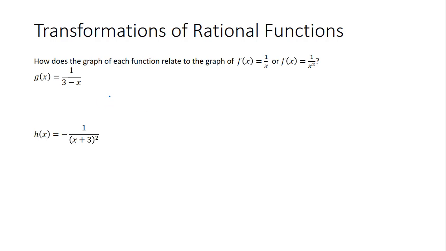In this video, we'll describe transformations of the basic rational functions f of x equals 1 over x and f of x equals 1 over x squared. Our first function is g of x, which is equal to 1 divided by 3 minus x. We can rewrite this function as 1 divided by negative x plus 3.